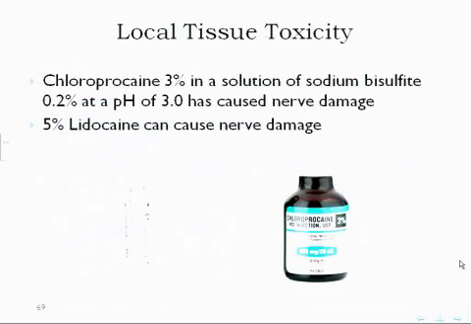The local tissue toxicity can also occur for things like chloroprocaine. 3% has been known to cause nerve damage if you put it too close to nerves. And also 5% lidocaine may also cause nerve damage. So high concentrations is what kills the nerves. Remember I told you about how it affects the sodium channels? That's what the concern is most likely.